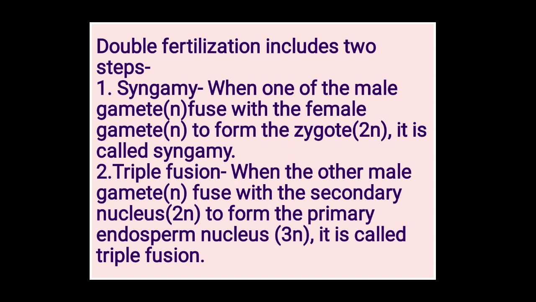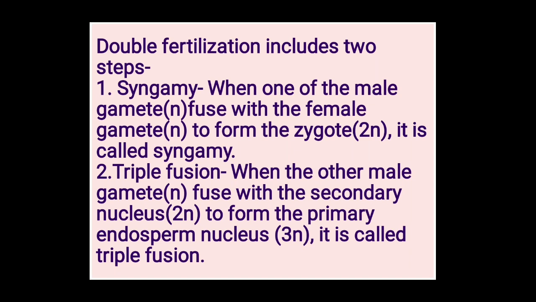So when one of the male gametes, which is haploid, fuses with the female gamete, another haploid cell, to form the zygote, which is diploid, it is called syngamy. So when the male gamete actually fuses with the female gamete, that whole process is called syngamy. And triple fusion. Now why is it called triple fusion?